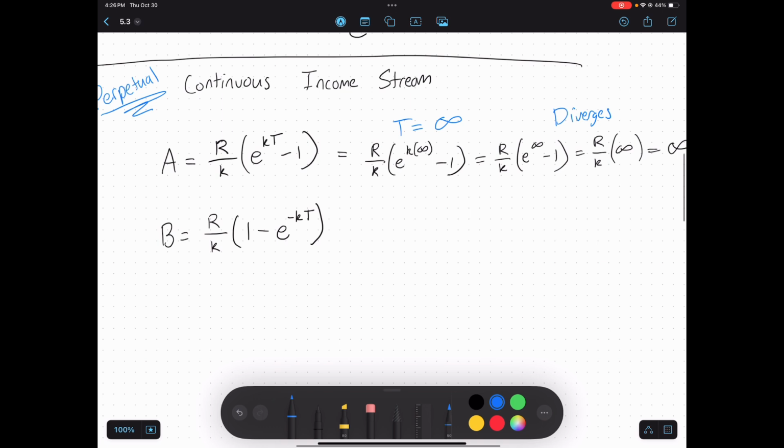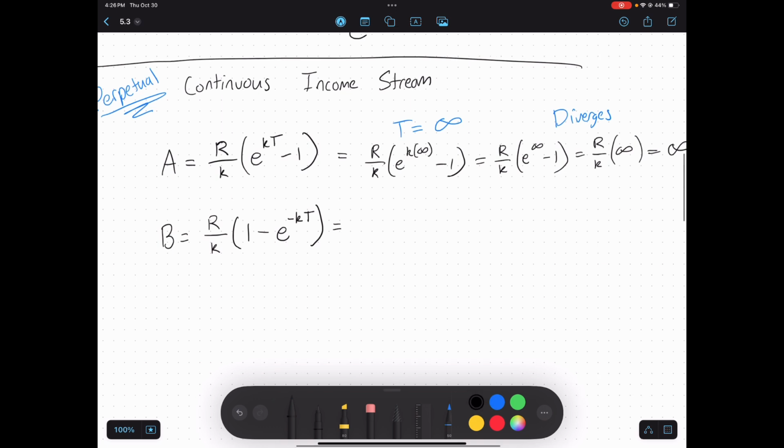But take a look at present value. If I try this again with present value, I get 1 minus e to the negative K times infinity. Well, like we just talked about earlier, because present value is dependent on an exponential decay function, I get this e to the negative infinity. If I have a decay function and I let x get infinitely large, this just approaches 0. And therefore I'm left with R over K multiplied by 1 minus 0, which is just 1, or just R over K.